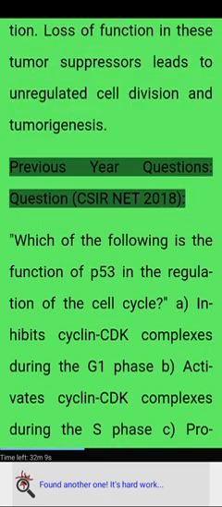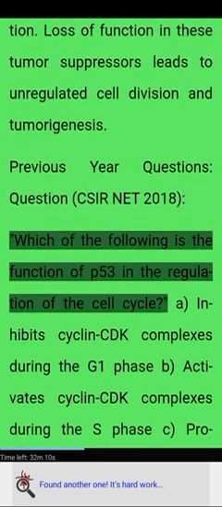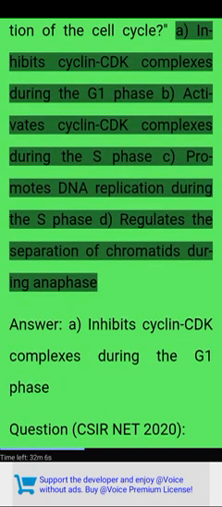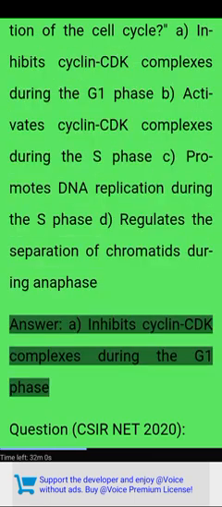Previous year questions. Question CSIR NET 2018. Which of the following is the function of P53 in the regulation of the cell cycle? A. Inhibits cyclin CDK complexes during the G1 phase. B. Activates cyclin CDK complexes during the S phase. C. Promotes DNA replication during the S phase. D. Regulates the separation of chromatids during anaphase. Answer: A. Inhibits cyclin CDK complexes during the G1 phase.